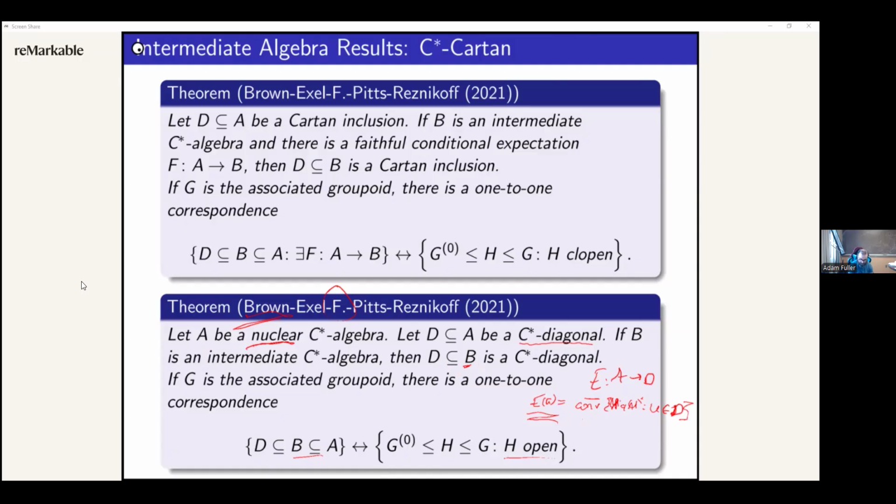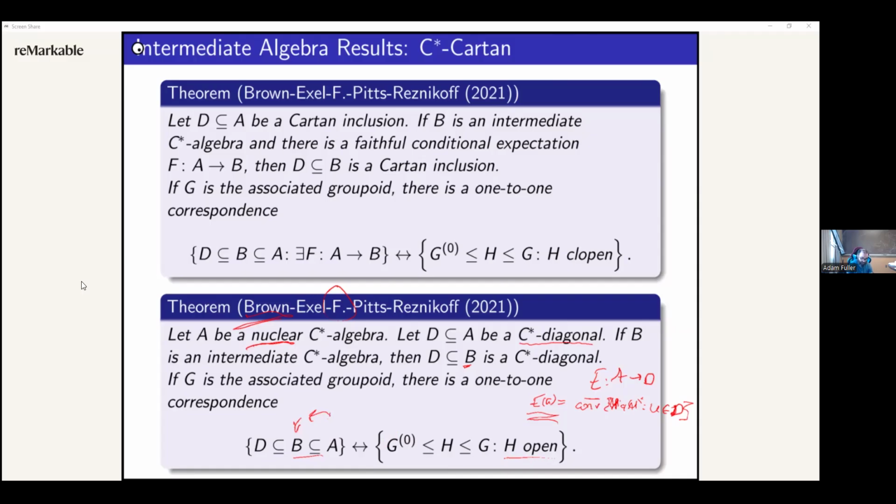But if in the first theorem the hypotheses of the second are satisfied, right? Don't you get an equivalence between? Yes. So anything in here, if there is a faithful conditional expectation from A to B, then the H will be clopen. Okay. Yeah. But this allows us to look at ones which aren't also in the range.